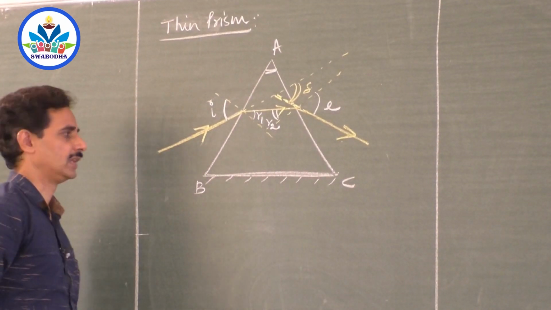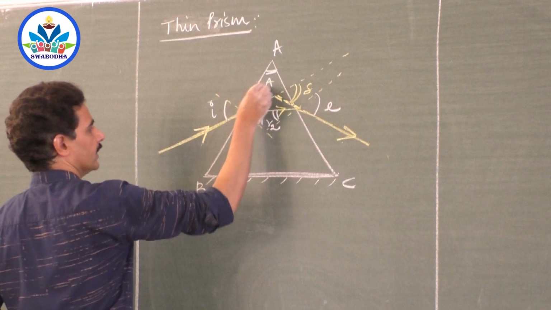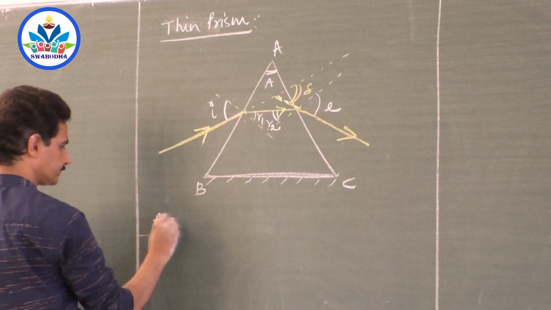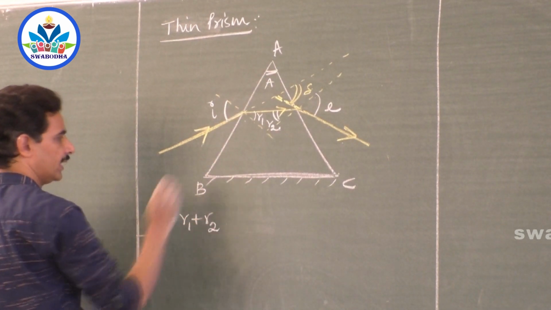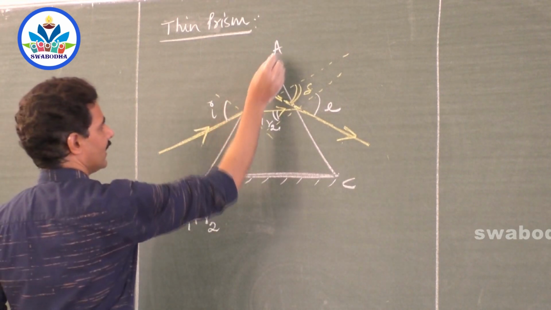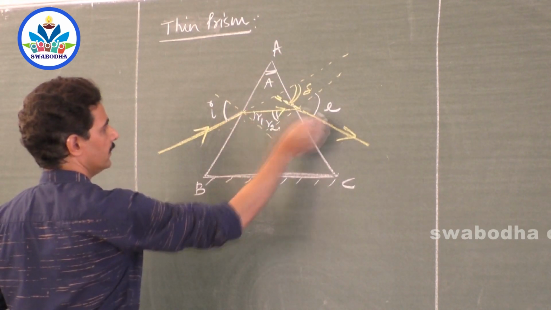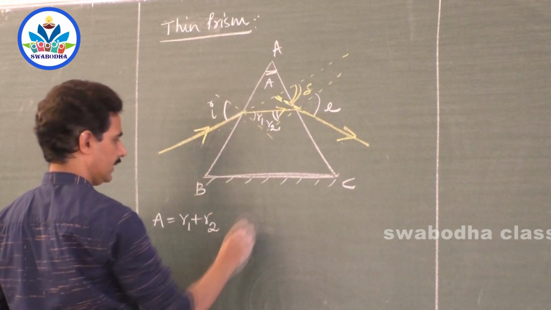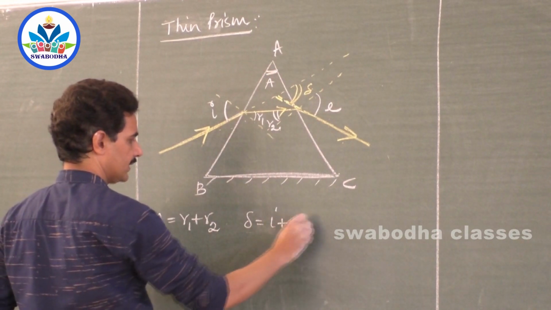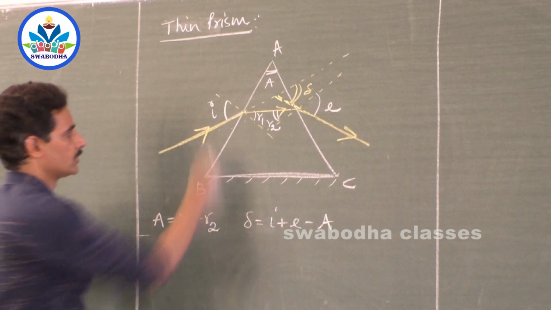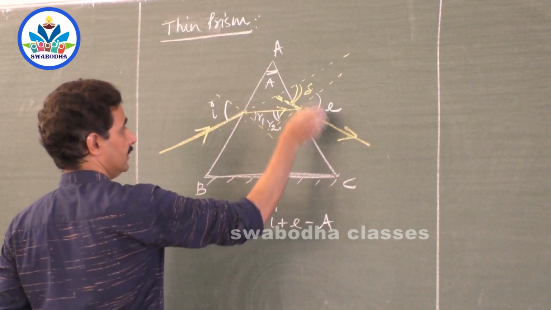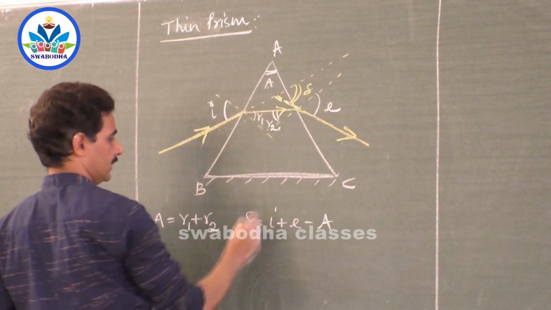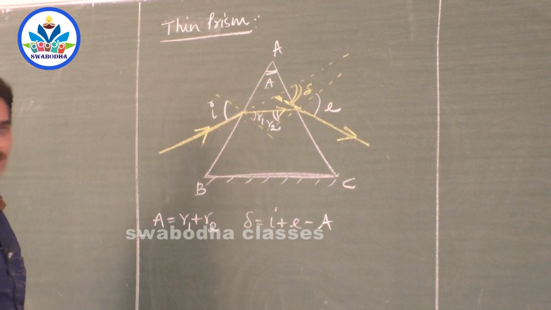You know the relation between them. The angle of the prism, A equal to R1 plus R2, one equation, and delta is equal to I plus E minus, this R1 plus R2, that is A. Delta is equal to I plus E minus A. This total will be greater than delta, so you remove A from it. Delta is equal to I plus E minus A.